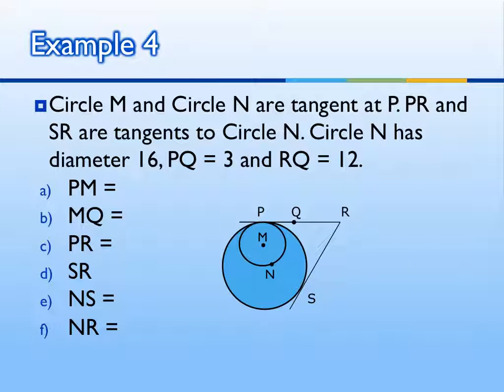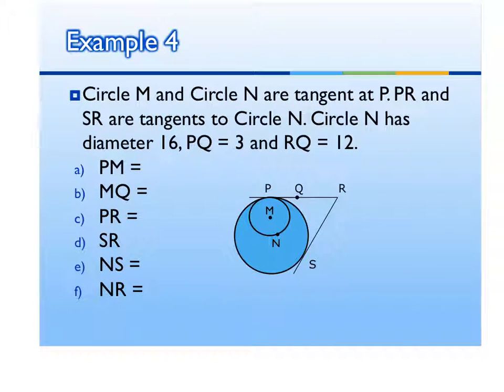Last one. Example 4. Circle M and circle N are tangent at P. PR and SR are tangents to circle N. Circle N has a diameter of 16, the length of PQ is 3, and the length of RQ is 12. I'm going to go ahead and fill in those numbers. So PQ is 3, RQ is 12, and the diameter is 16. So through here is 16.